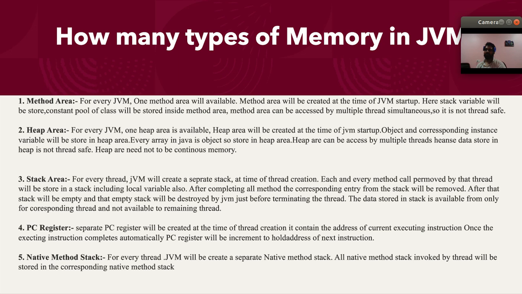Now let's see what is stored in that stack area. Each and every method call performed by that thread will be stored in the stack, including local variables. Basically, a thread will call a method, so that method information will be stored in the stack area. And you know that local variables are defined inside a method, so those local variables are also stored in the stack area. After completing that method call, the stack entry will be removed, right?